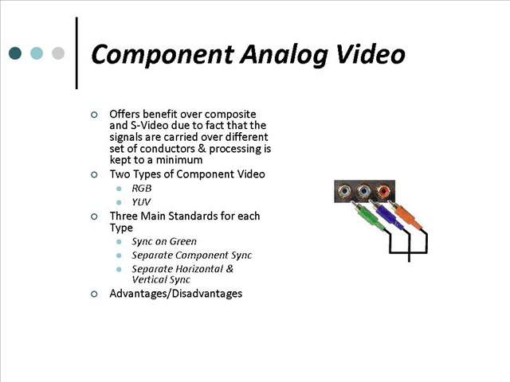There are several advantages and disadvantages for component analog video. The advantages are the highest possible quality analog video. It's suitable for editing and post-production use for professional applications. Some disadvantages are that it requires more cables, up to 5 for separate vertical and horizontal sync, thereby making cables and switches more complex and expensive.